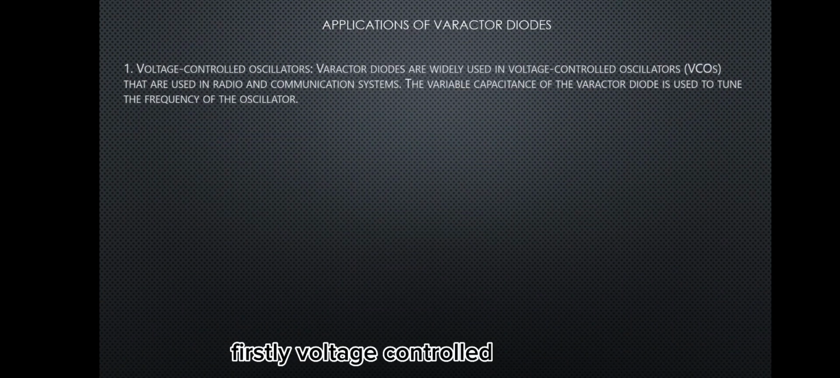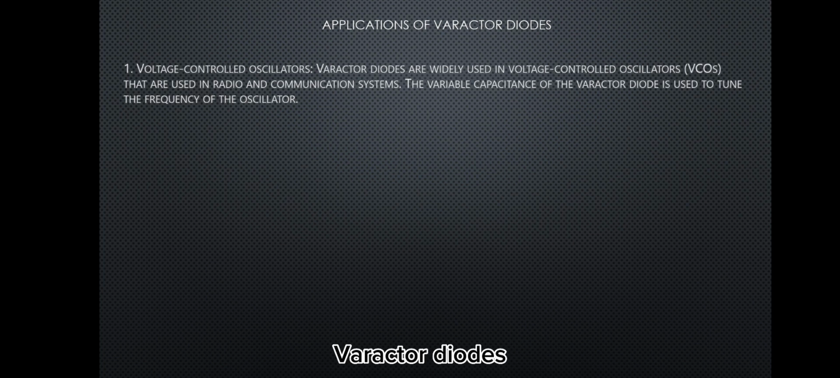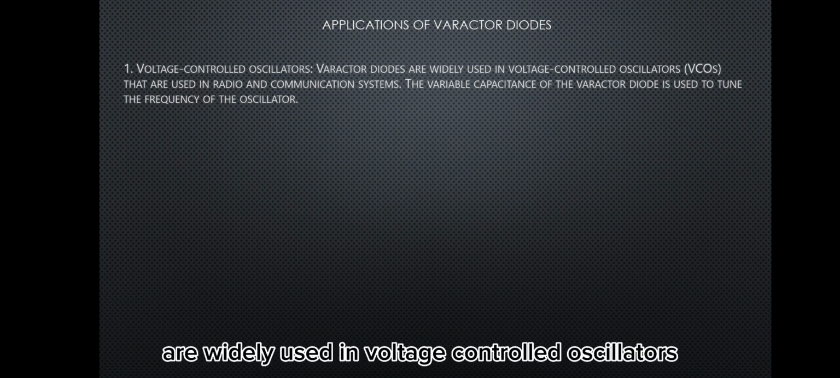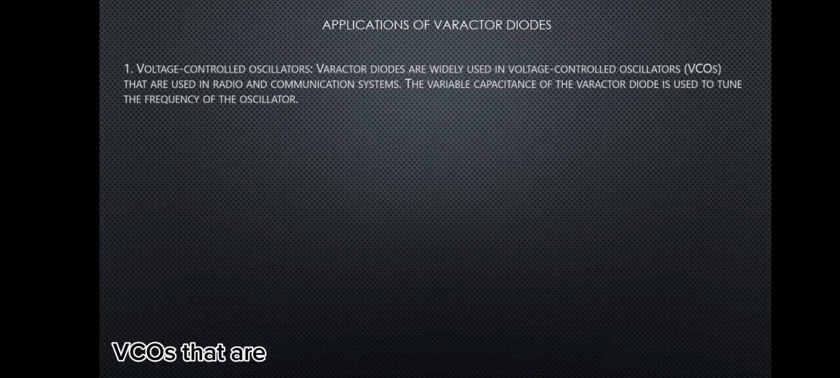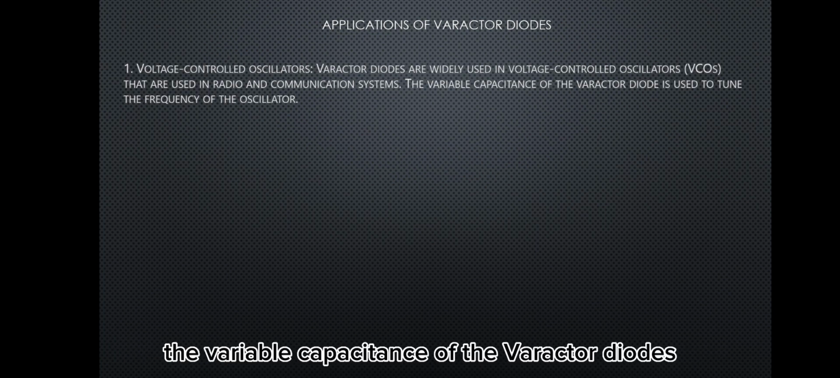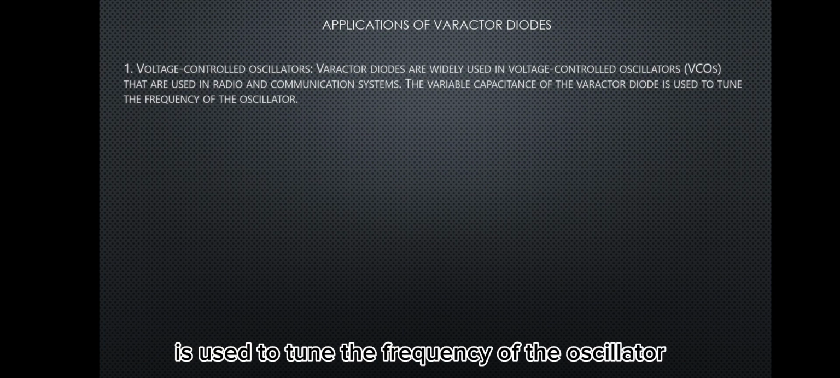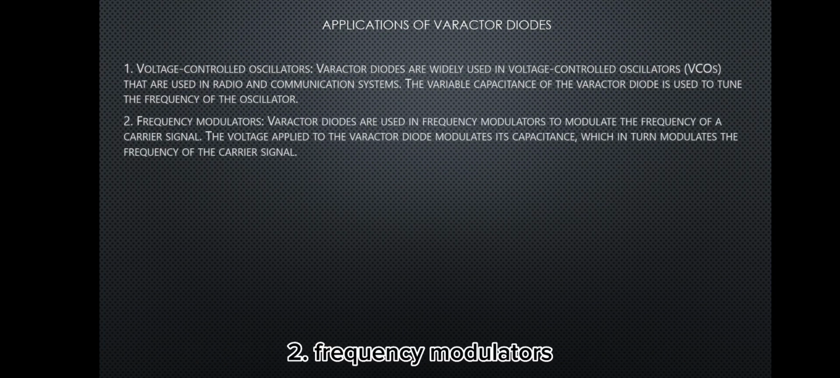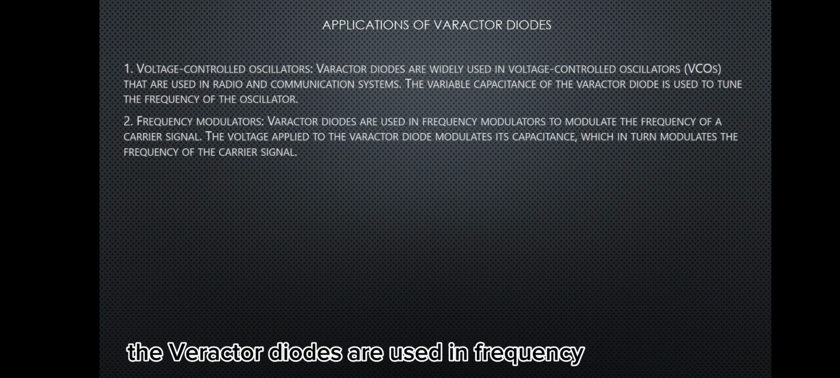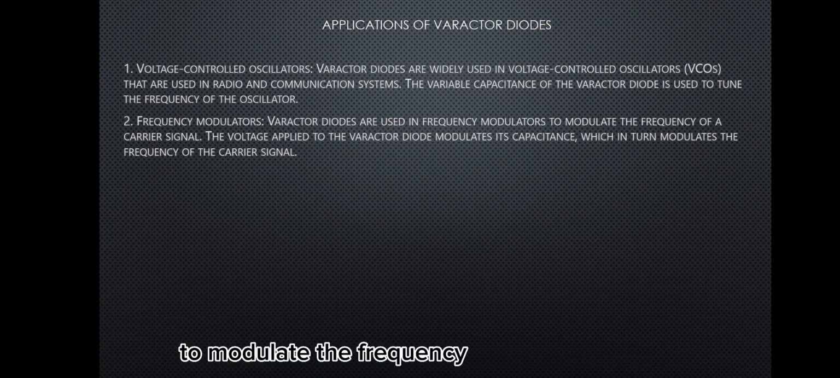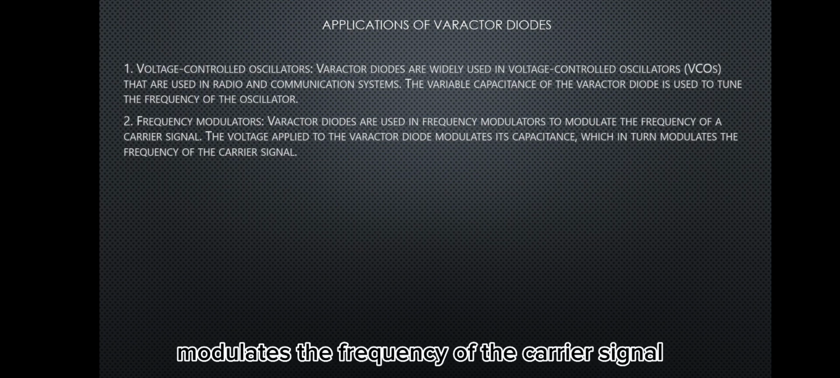Firstly, voltage-controlled oscillators. Varactor diodes are widely used in voltage-controlled oscillators (VCOs) that are used in radio and communication systems. The variable capacitance of the Varactor diode is used to tune the frequency of the oscillator. 2. Frequency modulators. The Varactor diodes are used in frequency modulators to modulate the frequency of a carrier signal. The voltage applied to the Varactor diode modulates its capacitance, which in turn modulates the frequency of the carrier signal.